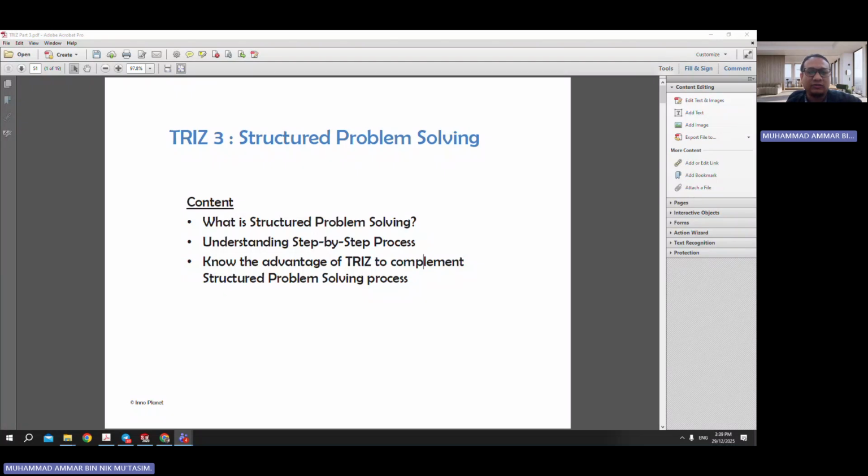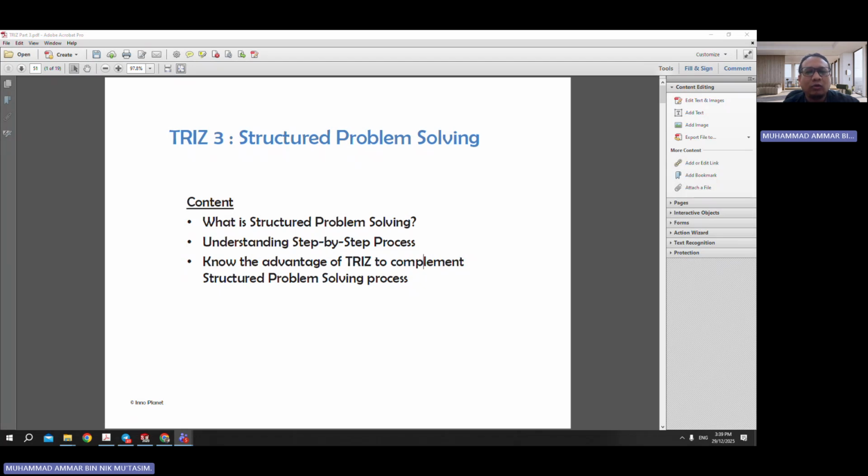Okay, for today's TRIZ class on structured problem solving, we will be discussing structured problem solving and understand the step-by-step process of what TRIZ tools are used to solve structured problem solving, and know the advantages of using TRIZ to complement structured problem solving.